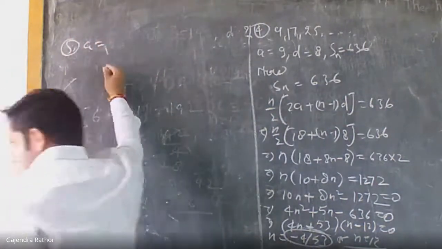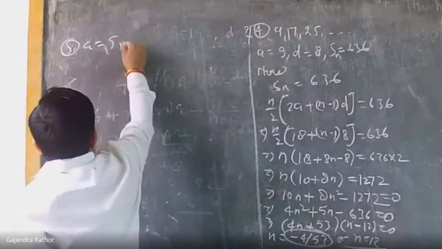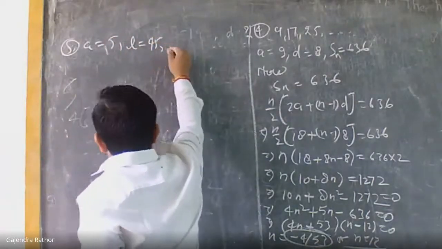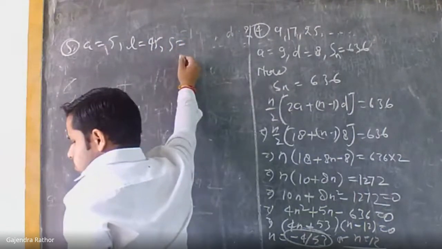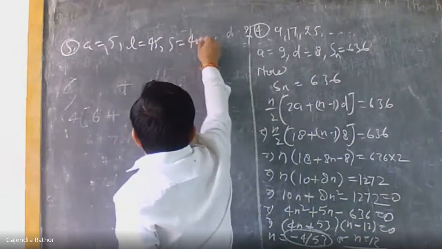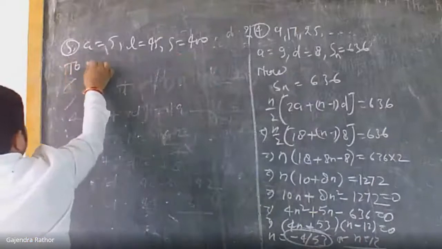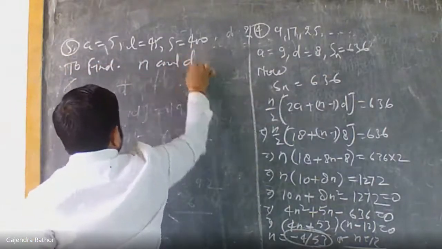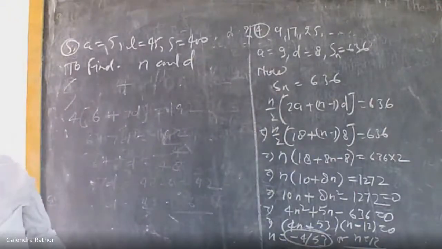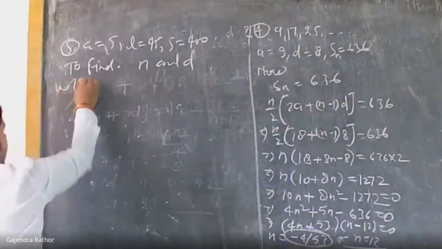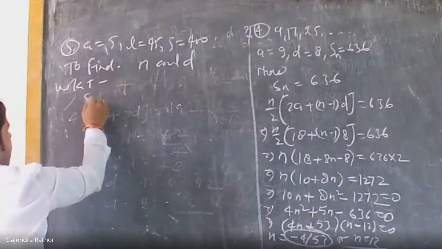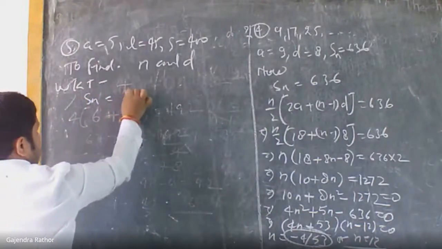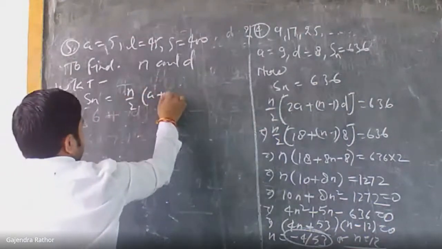a is equal to 5, l is equal to 45, S is equal to 400, to find n and d. Okay. Now we know that Sn is equal to n by 2 times (a plus l).